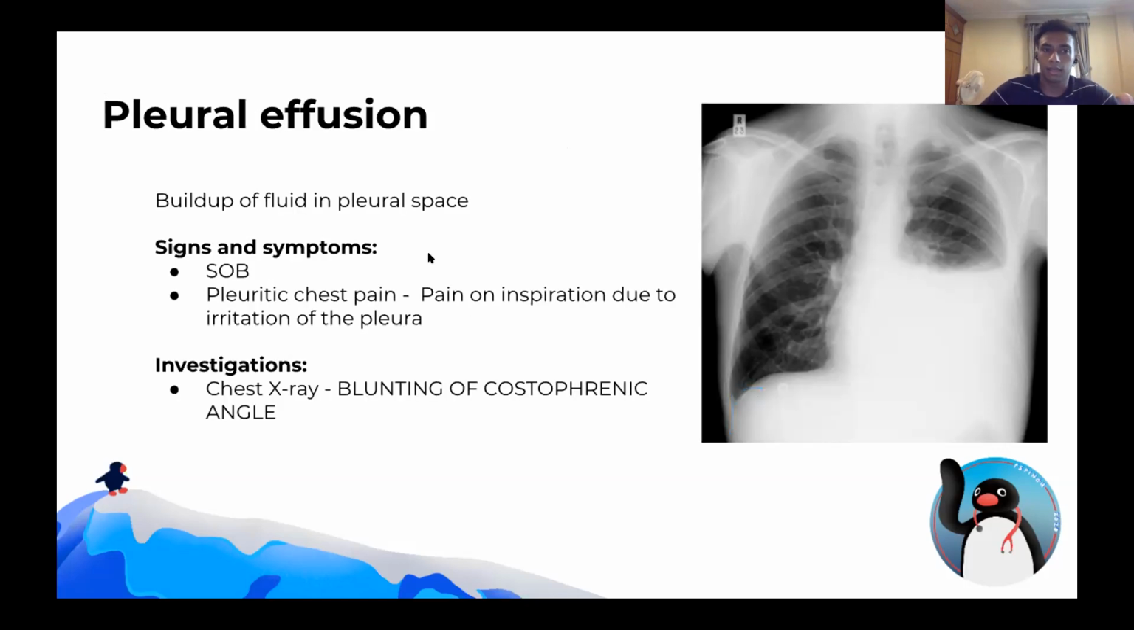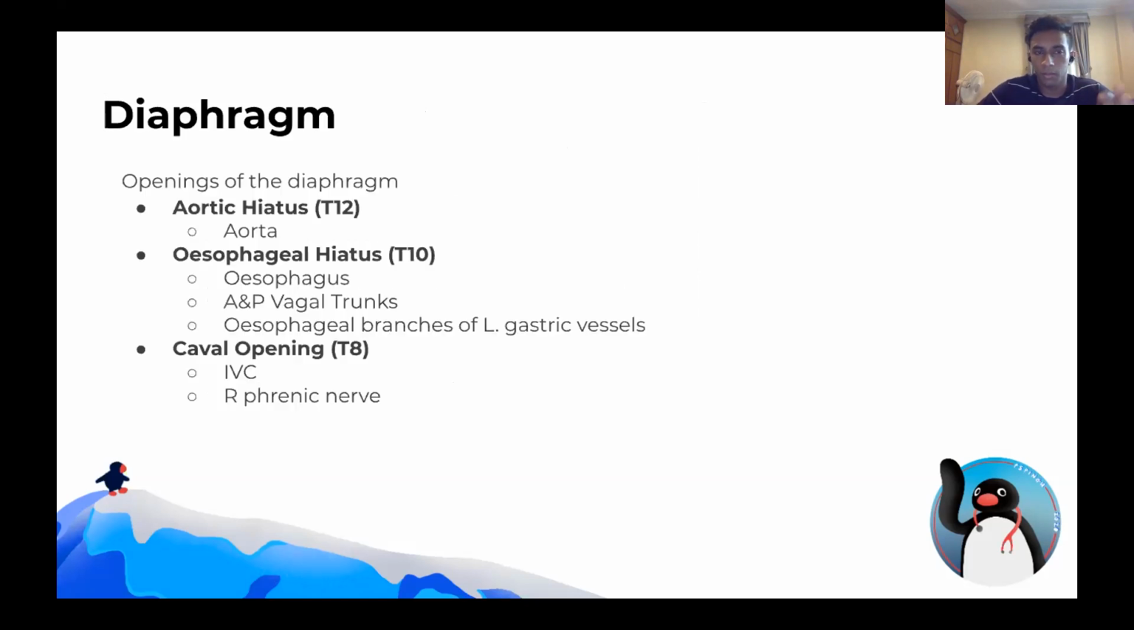So that's a key thing that you need to learn for pleural effusion, the blunting of the costophrenic angle. All right, so moving on to the diaphragm. I think you all should have learned this for cardio. So this is just a simple recap of your diaphragm.